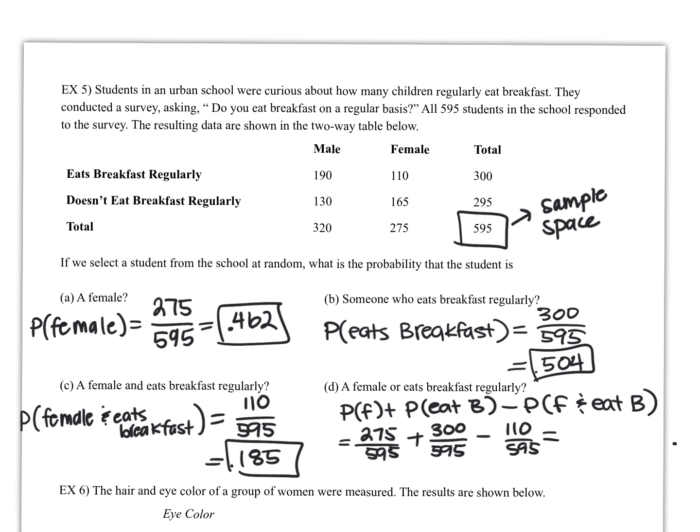All right, so 275 plus 300 minus 110 gives us 465 over 595, which is 0.782. There's a very good chance that if I randomly picked a student in the school, they're going to be either female or they eat breakfast regularly.